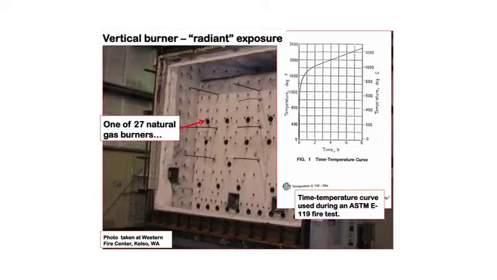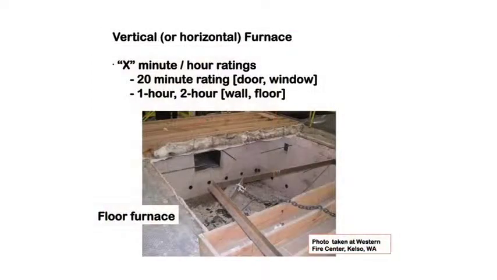You can do the same thing for a door, same thing for a window. And then there's a horizontal one of these furnaces for a floor system. So you can get fire-resistant ratings for movement vertically and movement horizontally in a structure. And that's the way you read these, as an X minute or X hour rating. So for a door or window, you might have a 20-minute door or window. And for a wall or a floor, you can have a 1 or 2 hour rating, which are common terms.